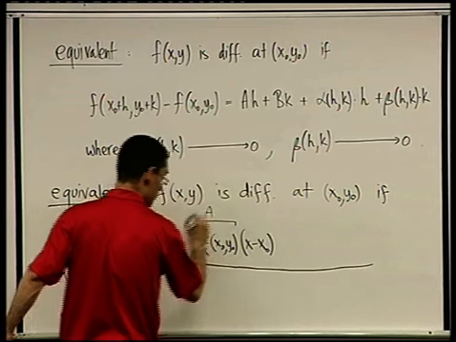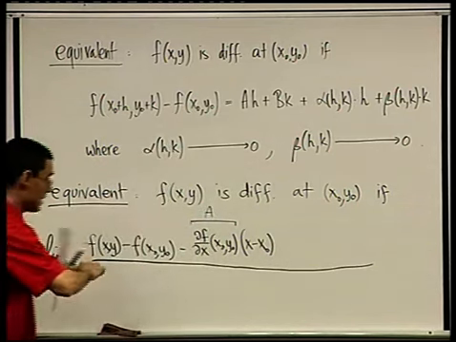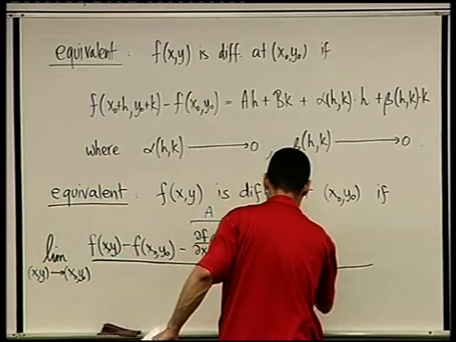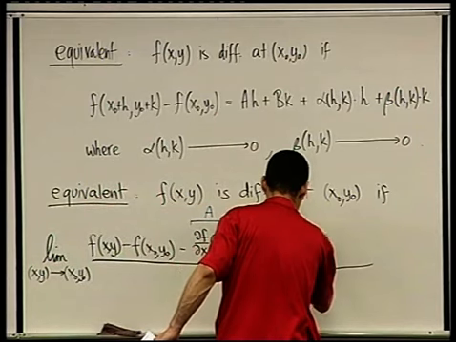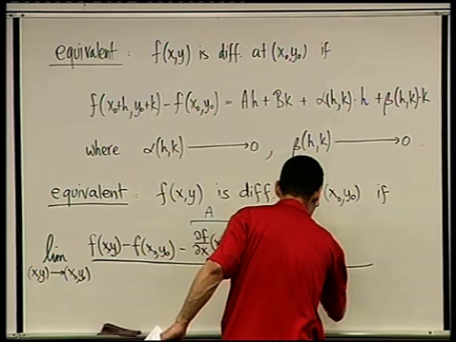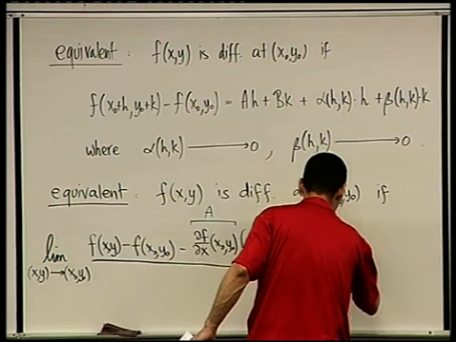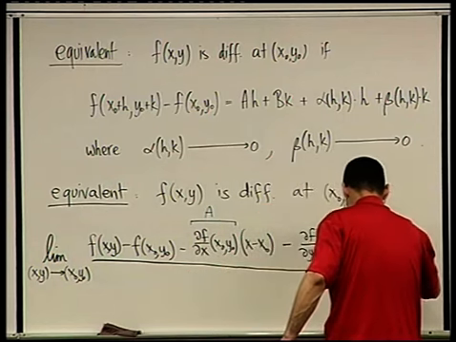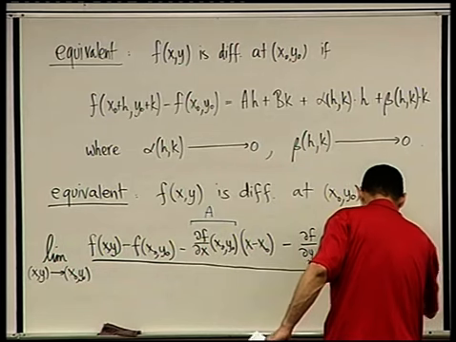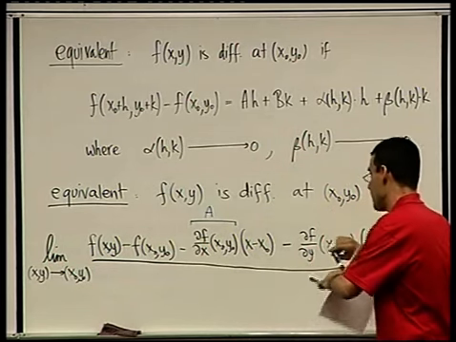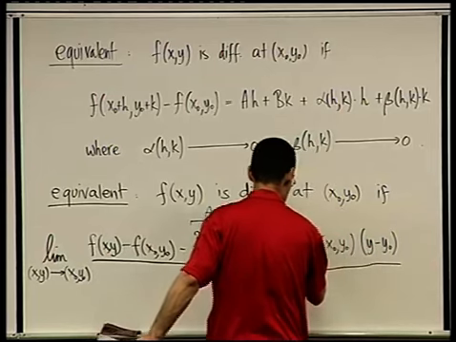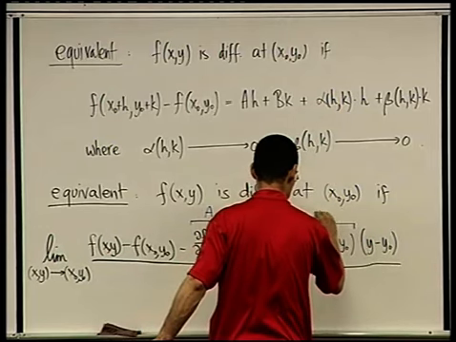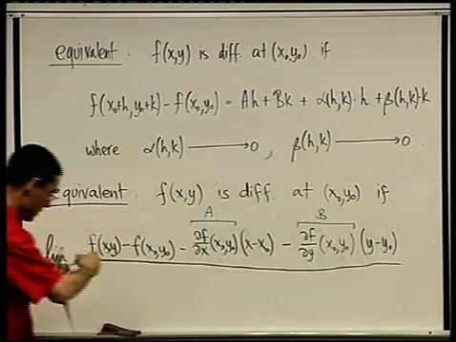We're going to see that. And again, minus df/dy at the point x0, y0 times y minus y0. And this is none other than b. And again, we're going to prove it in a second for the original definition.